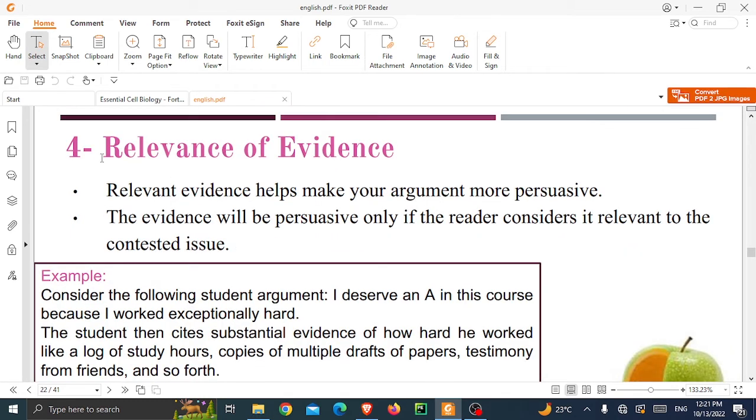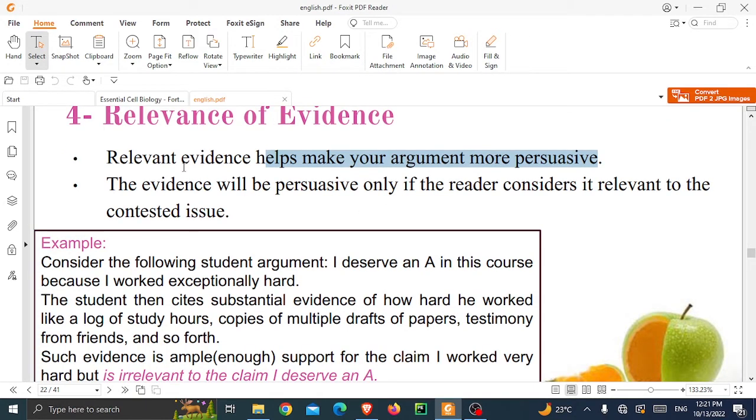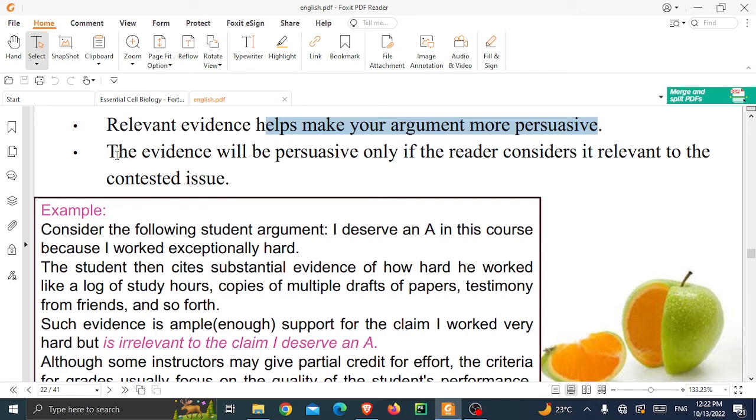We have the fourth part of the STAR criteria, which is the relevance of evidence. Relevant evidence helps make your argument more persuasive, because let's say you're talking about a certain effect of a certain type of drug, and you bring evidence to why a certain bacteria is named like that. What are you doing? You're not proving your point. You are just making twists and turns to prolong your useless essay or useless research. So be aware of the relevance of your evidence.